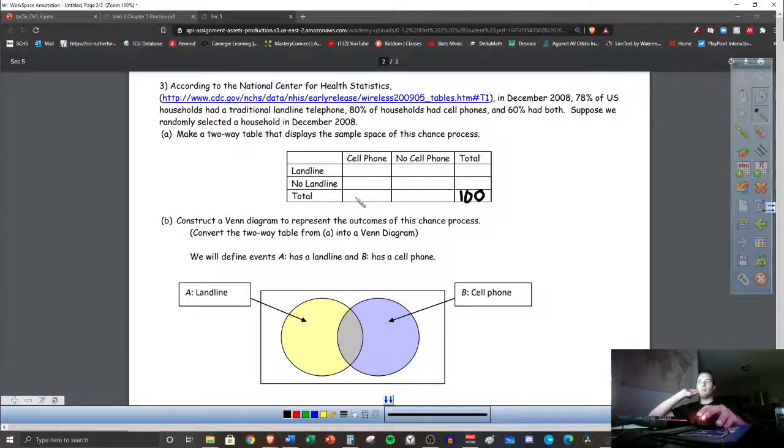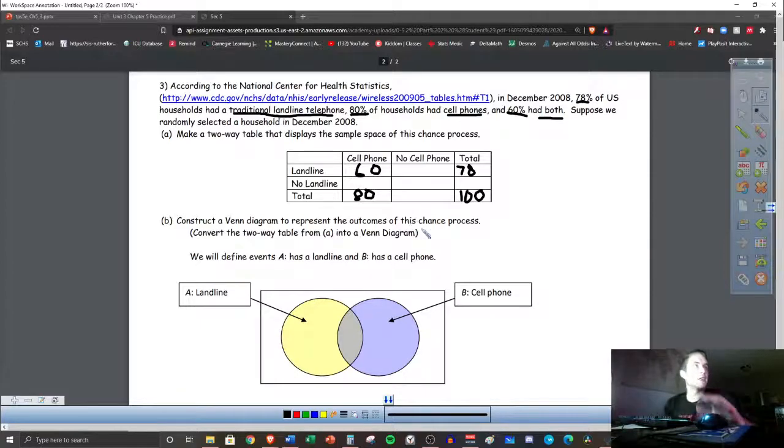So we put in the totals. What percent of people own a cell phone? Well, it says 80% had cell phones, so we're going to put an 80 here. And then it says 78% had a traditional landline telephone. So for landline, we put 78% here. Then the last information it gives us is 60% had both. So we put a 60 in here.